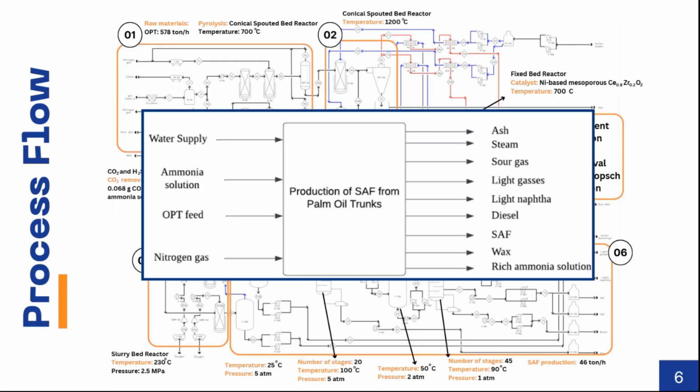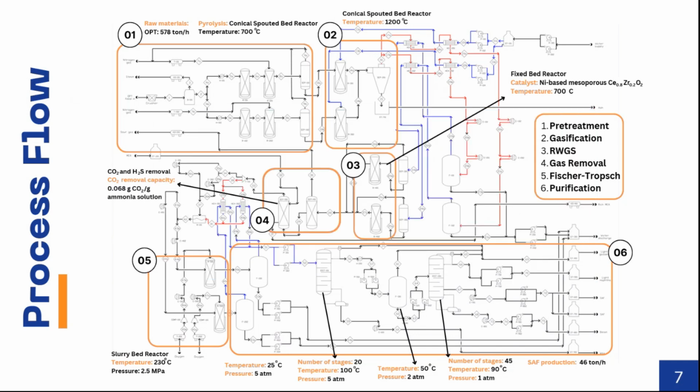For the process flow, here is the input and output of the overall production of SAF. It is divided into 6 main stages. The first one is pre-treatment, where we grind the raw materials and do pyrolysis. Next is gasification, where we burn under a high temperature. Next is the reverse water gas shift, where we obtain more carbon monoxide. Then we remove the acid gas. Next we go through the Fischer-Tropsch, where we obtain a shorter carbon chain. Then we purify our products, which include the SAF.